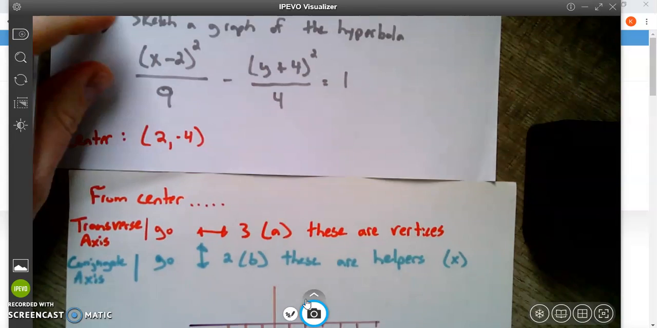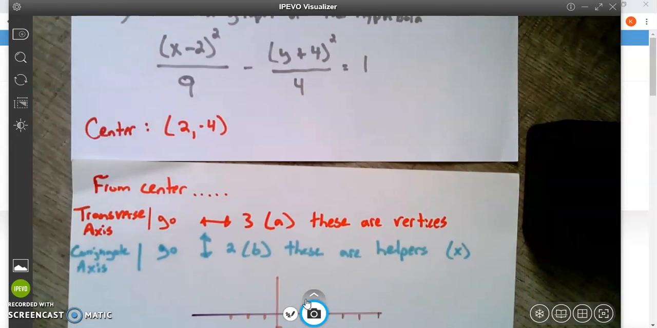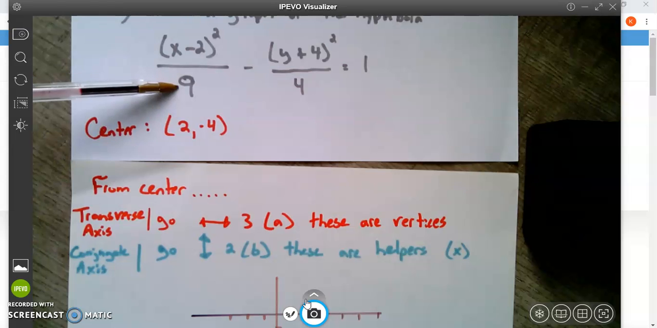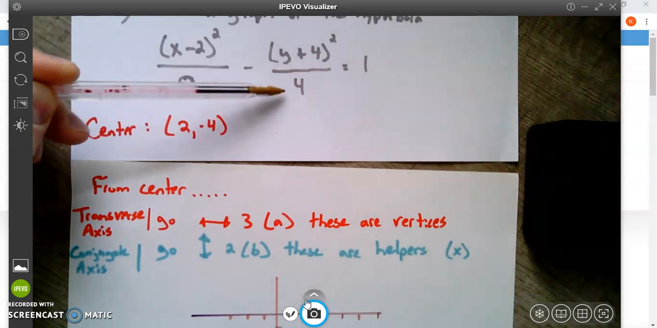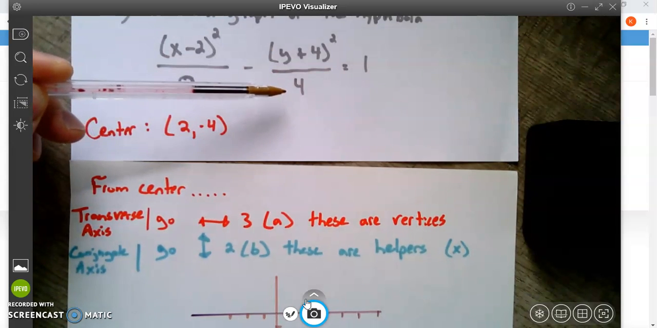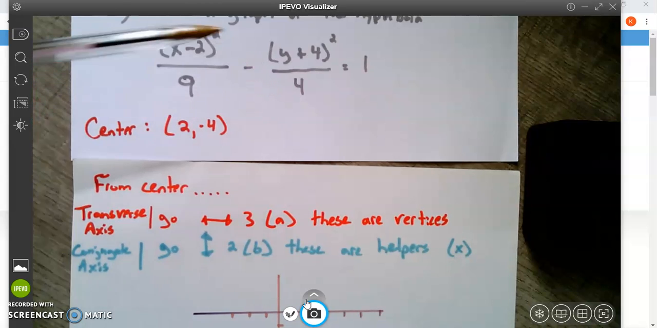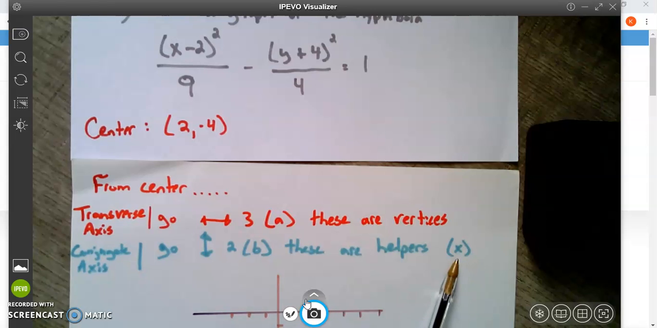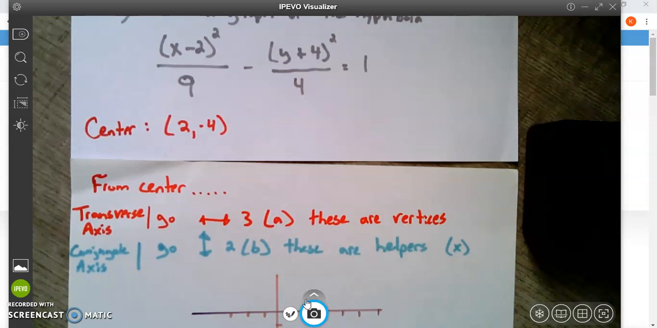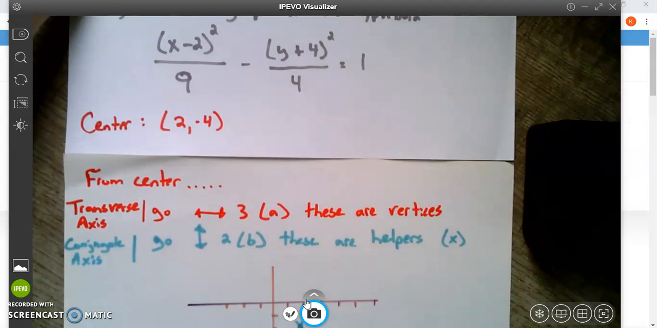From the center, on our transverse axis, that's the first one, the one that's positive, we're going to go left and right 3, and we're going to put dots. That's no different there. In this one, though, on a hyperbola, we're going to go up and down 2, and we're going to put x's. Okay, this is a little different. Not every teacher does this, but I like to do this to remind me. The dots are actually going to be part of my graph. I'm going to draw my lines through those dots. The x's are just going to be helpers. They're going to help me draw what I need to draw and help me with the curvature of this stuff. Remember, that's what the b value was.